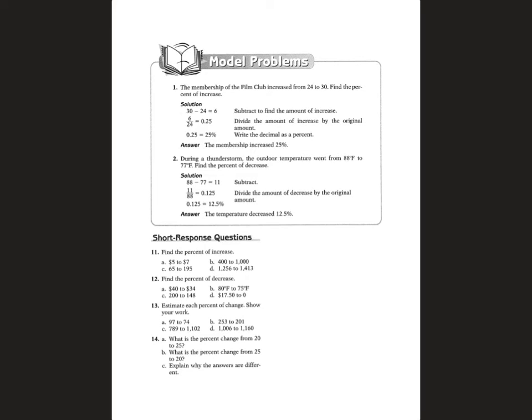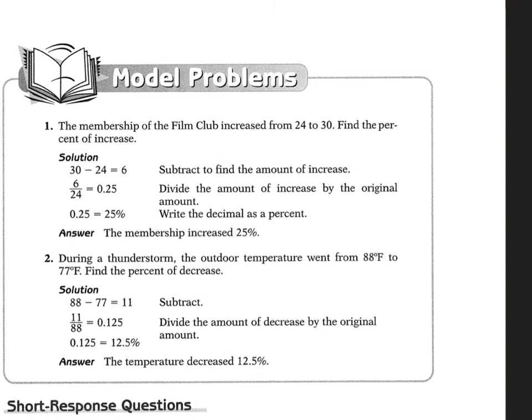If we look at some examples, for the first one, it says a membership of the film club increased from 24 to 30. Find the percent of increase. So our original is the 24, our new is the 30. So we can do new minus original, so 30 minus 24, which is 6, over the original, which is 24. So that's 6 over 24, which is 1 over 4, which is 0.25, and that is 25%. You're turning these all into percents when you're doing them as well.